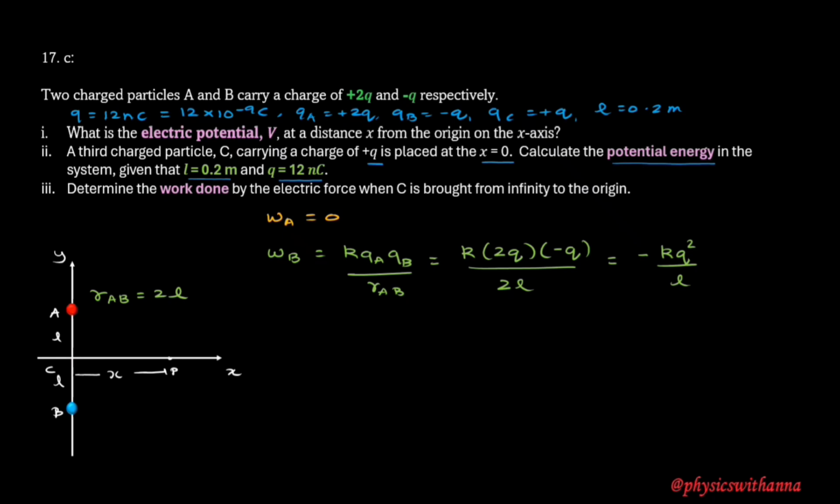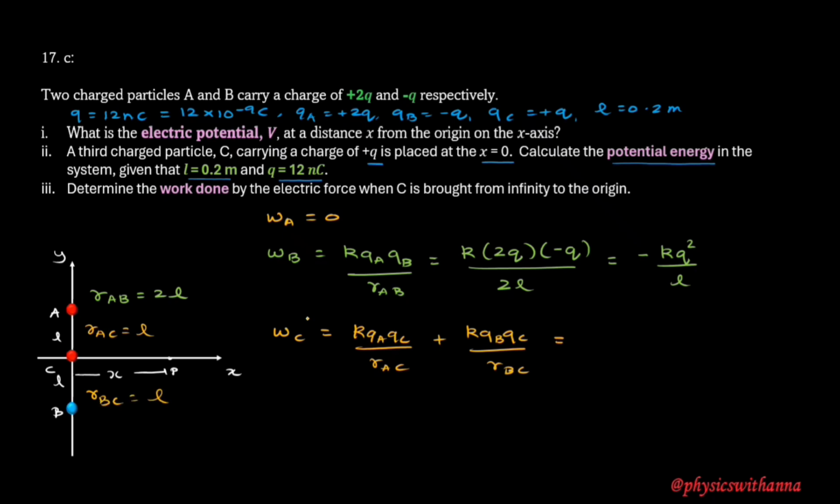After this, we bring particle C from infinity to its position here at the origin. When particle C is brought here, it can interact with particle A and B, and we have to do work against this interaction to keep C at its position. So we get work done in bringing particle C to be equal to KQAQC over RAC plus KQBQC over RBC, where RAC is the distance between charged particle A and C, which is L, and RBC is the distance between C and B, which is also L.